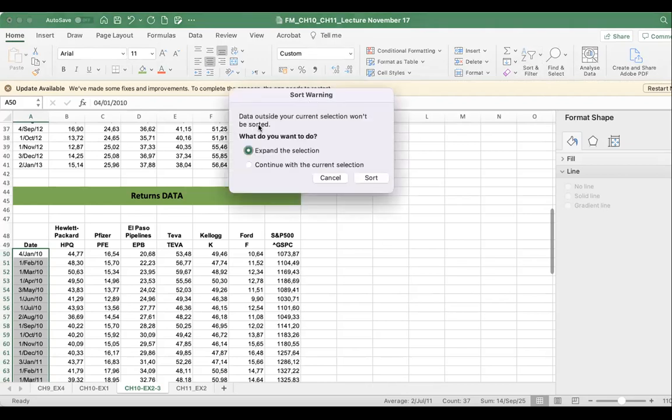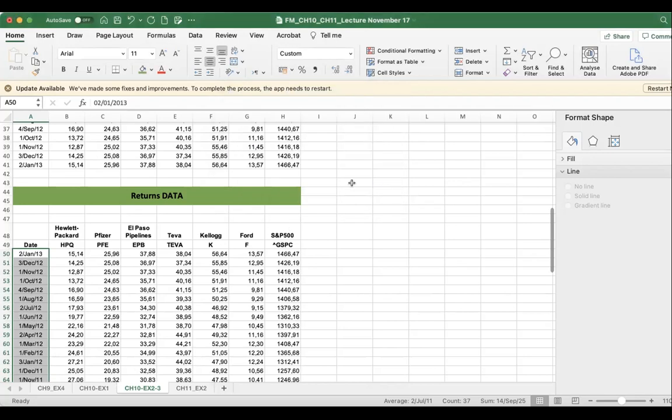Now Excel will ask you if you want to expand the selection to the other columns, or just limit the modification to the date column. So you see, expand the selection, which means you will order all the prices from the newest to the oldest. So expand selection, click on sort and see.